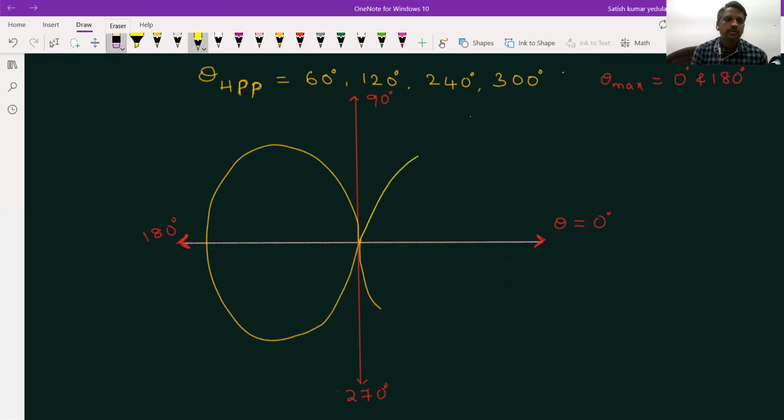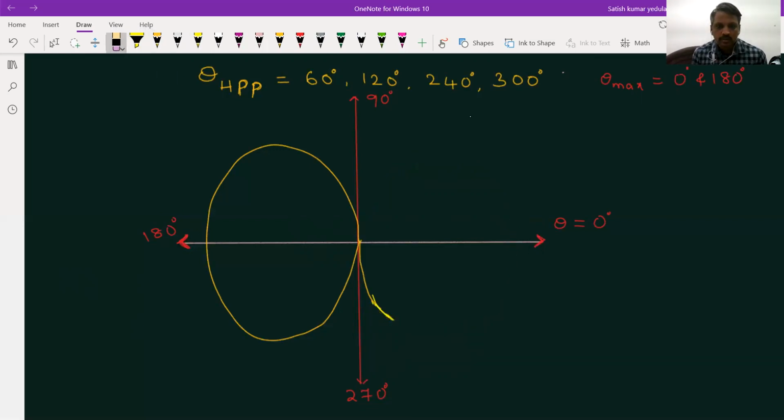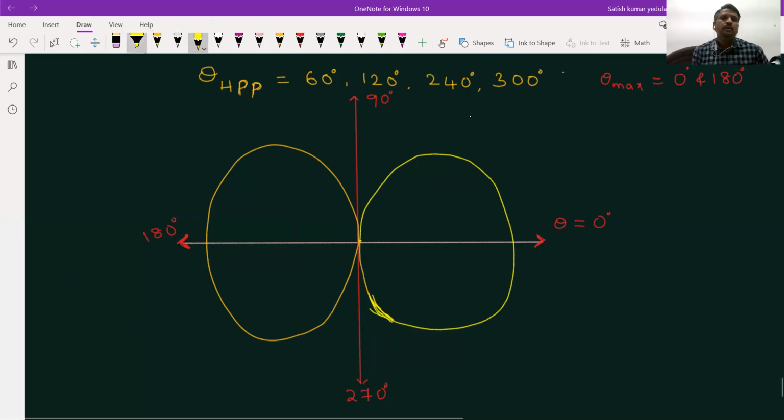One minute. So this is how we'll be getting it. Let me try to adjust. Right, okay, so I'll just fill this.